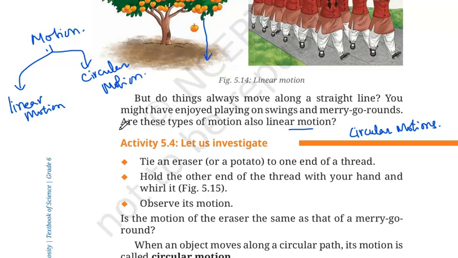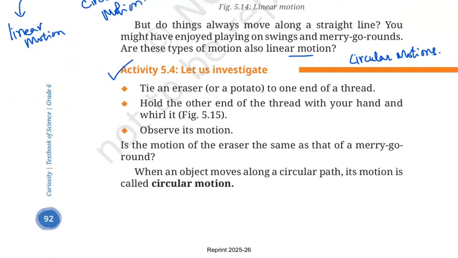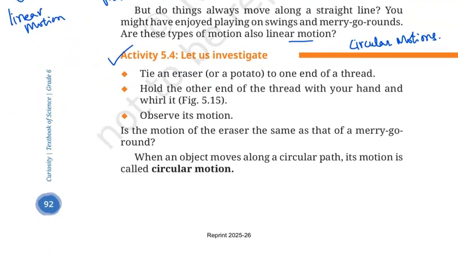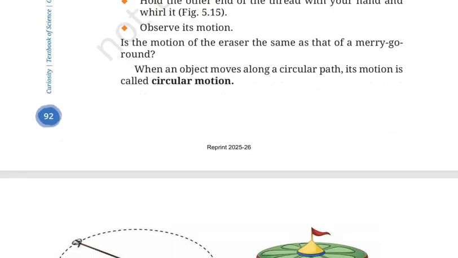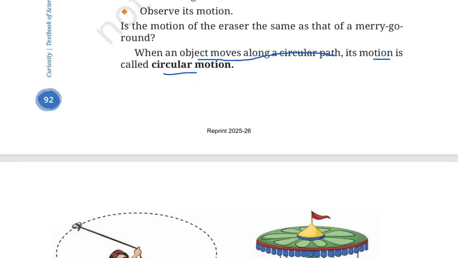All right, so you have activity 5.4 to investigate circular motion. So 5.3 and 5.4, all of you are going to do and let me know your observation in the comment section. Okay, so what is circular motion? When an object moves along a circular path, then such a motion is called circular motion.